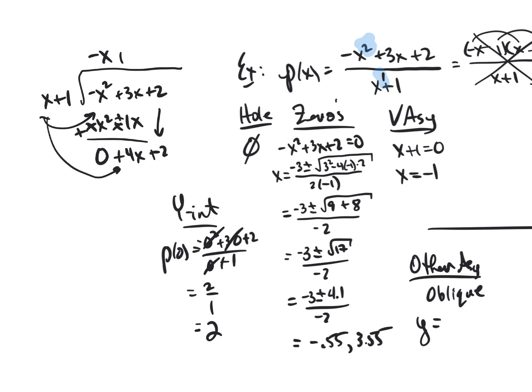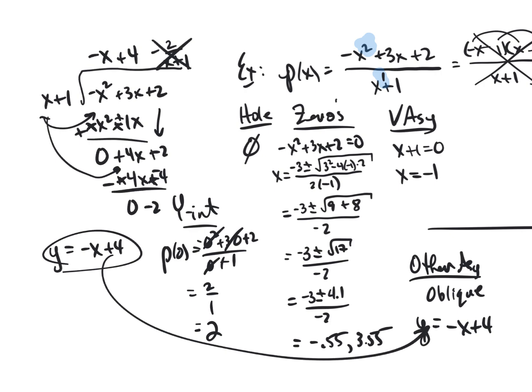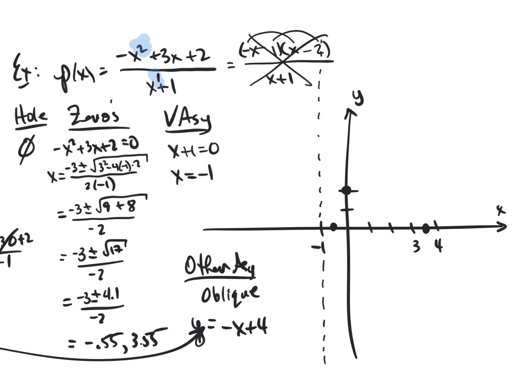So we end up with 4x, drop down the next term, start it all over again. X times what is 4x? 4. Anytime something goes into your answer, multiply: 4 times x and 4 times 1. Subtract. So we end up with a remainder of negative 2. Please remember the remainders get tossed in the garbage, and so our original function now has become negative x plus 4, and that then becomes our oblique asymptote. So I'm just scooching this over there so you can see it a little better, and then back to my graph.